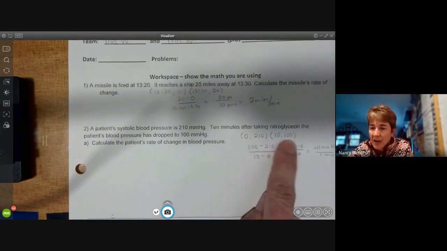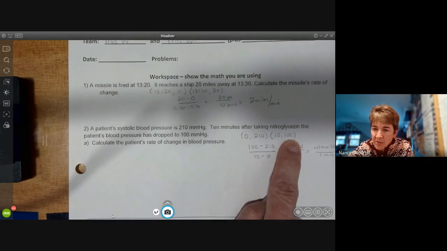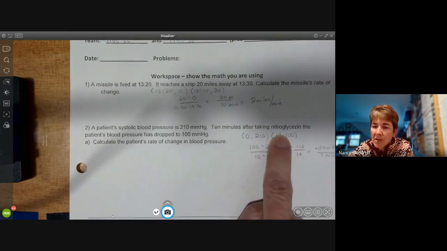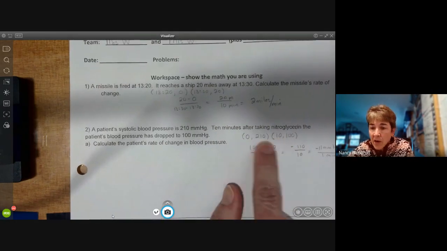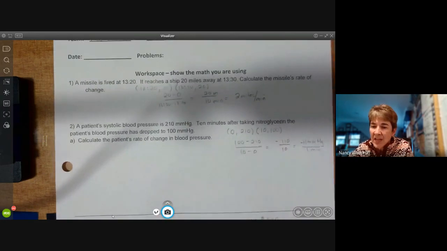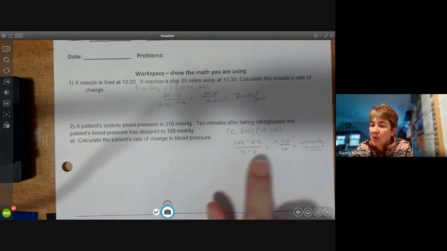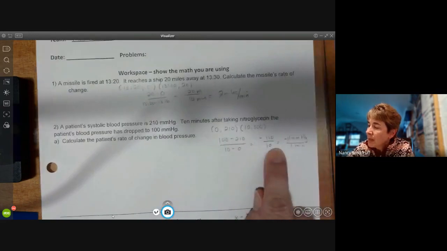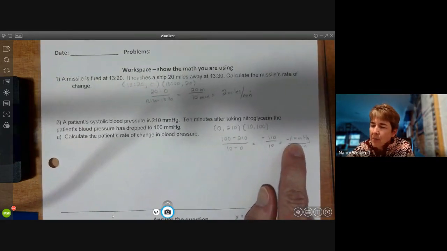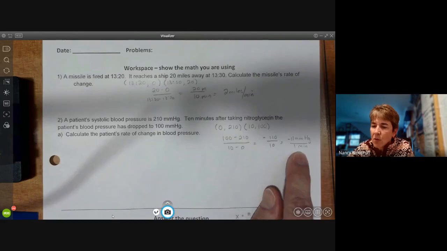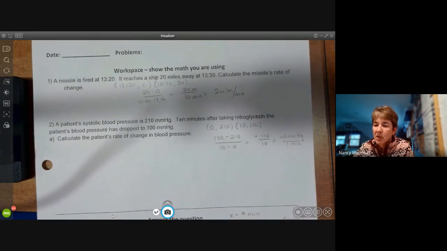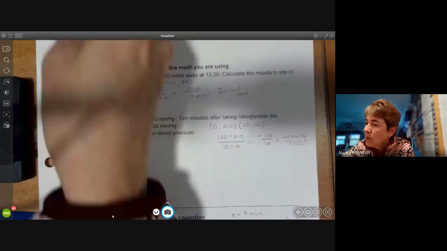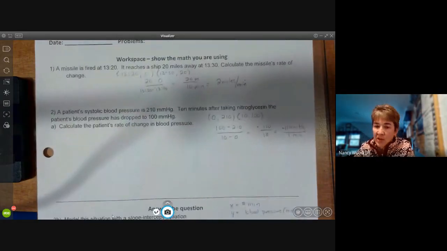And 10 minutes after, it's dropped to 100. Now, the blood pressure is going to depend on time, how much time has gone by in this case. So I have 2 points. This is kind of a case 3 example, and I'm going to calculate my slope, and it's dropping 11 millimeters of mercury over 1 minute. That's my unit rate.